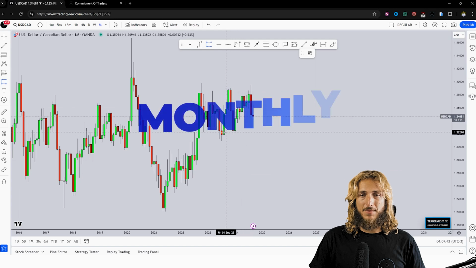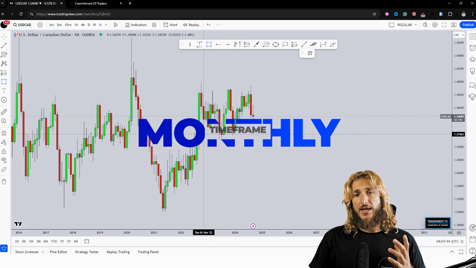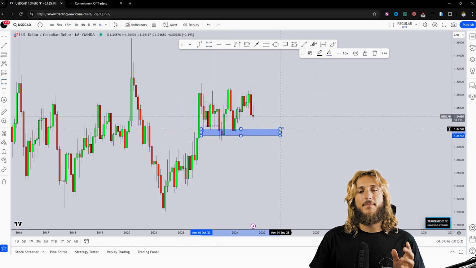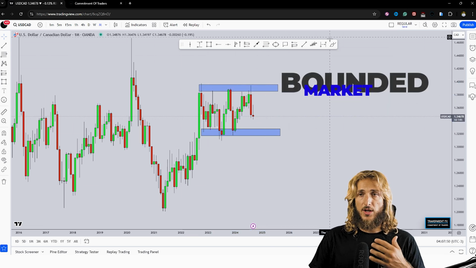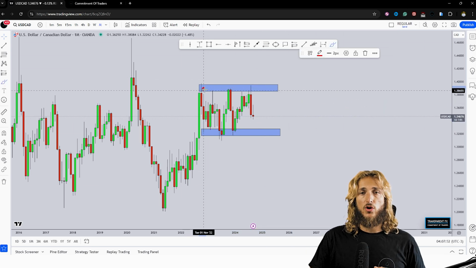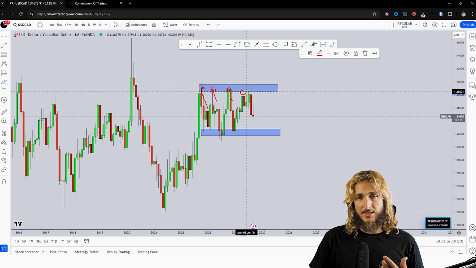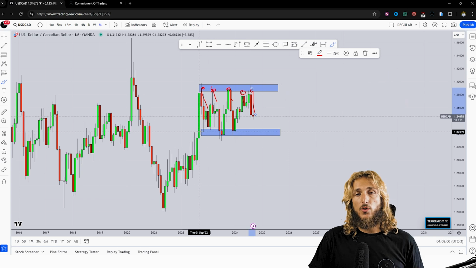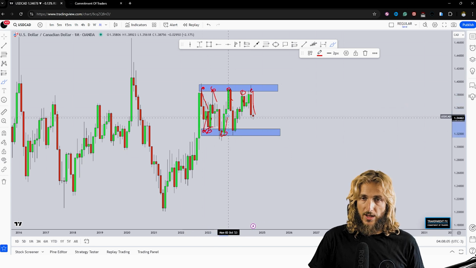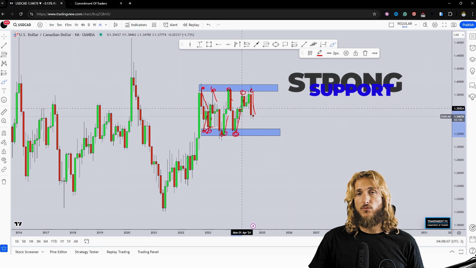Starting here from the monthly time frame, what we can see is that we have a market that from a monthly standpoint is currently trapped in this monthly range. We have the top of the range here currently acting as resistance, and the market has already respected it as resistance on multiple occasions. And at the same time, we have the bottom of the range here currently acting as support, which as well, the market has respected on multiple occasions.